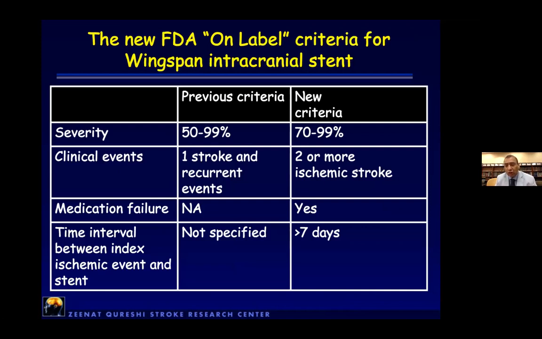And the panel also felt that there should be some time interval between the stent placement and the initial ischemic event, to make sure the stent is not being placed in a time interval where there may be superimposed thrombus on the atherosclerotic plaque, increasing the risk of complication. So they said that you must wait more than 7 days after the first ischemic event before performing the stent placement.